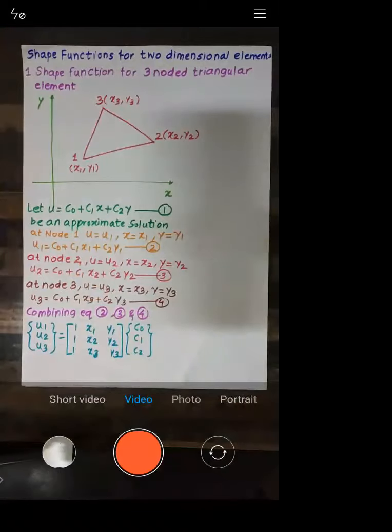So what we'll do today is conclude this session, and in the next session we will take the problems based on it. When we take the problems, this concept will become clearer. This is basically the derivation we have taken, and in the next session we will start with the problems based on the 3-noded triangular element.